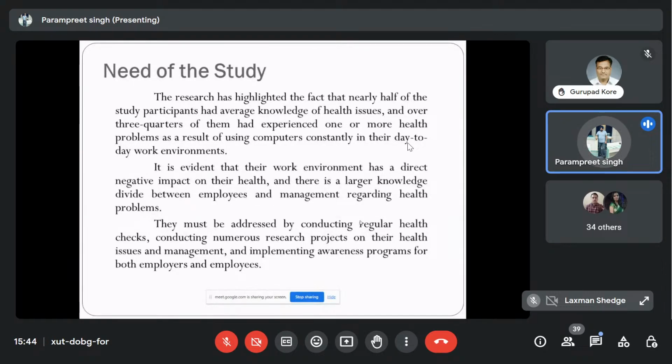It is evident that the work environment has a direct negative impact on their health, and there is a larger knowledge divide between employees and management regarding the health problems. They must be addressed by conducting regular health checks, conducting numerous research projects on their health issues and management, and implementing awareness programs for both employers and employees.